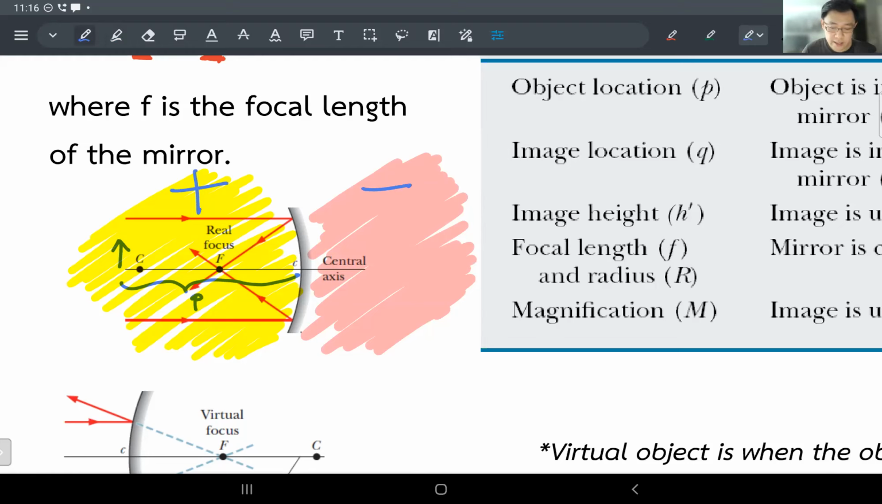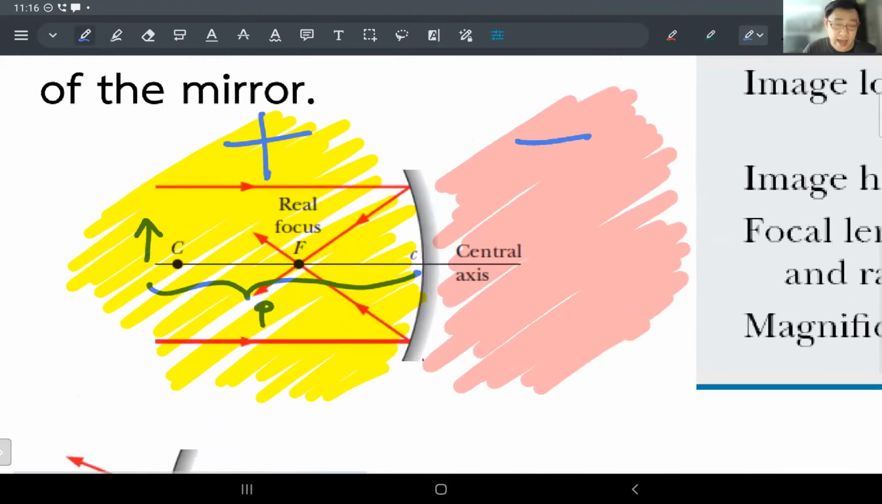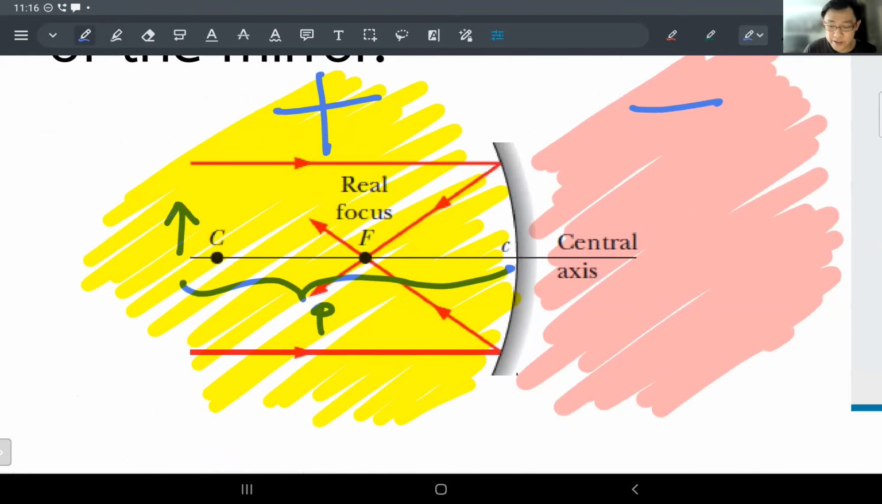All right, take a look at this. Let's see how to apply this one. Guys, where is the focal point for this converging mirror? It's exactly right here. That's my focal point. And where is it right now? It's in the front.